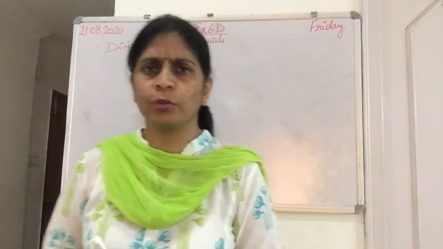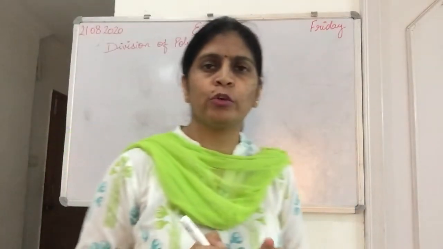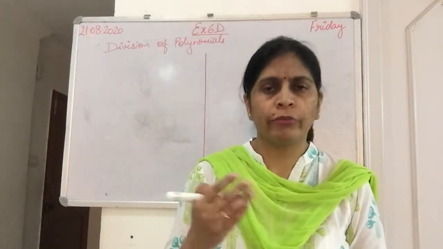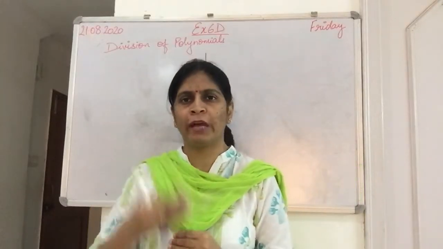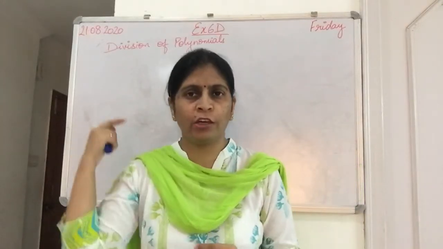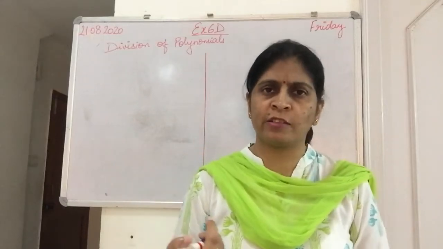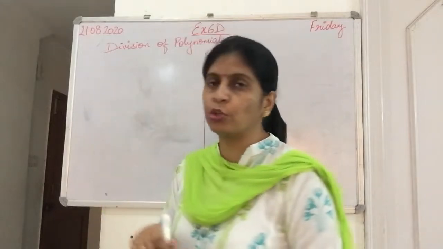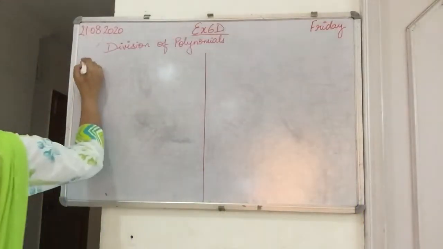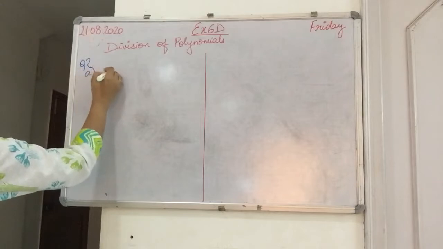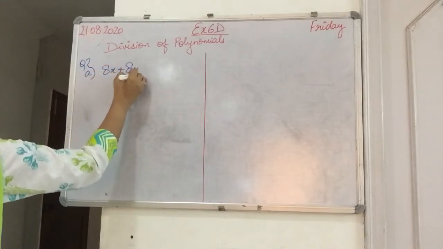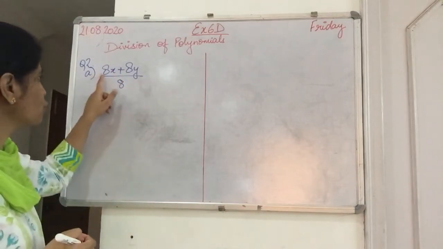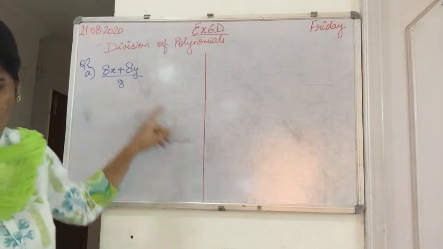Okay students, now let's do the second question. As I told you, when we do the division, we will categorize into two or three parts. First we divide monomial by monomial. In the first question, the numerator is a monomial as well as the denominator. Now in question number 2 you will see that the numerator is a binomial and the denominator is a monomial. Yes, two terms, so binomial, and one term, monomial.